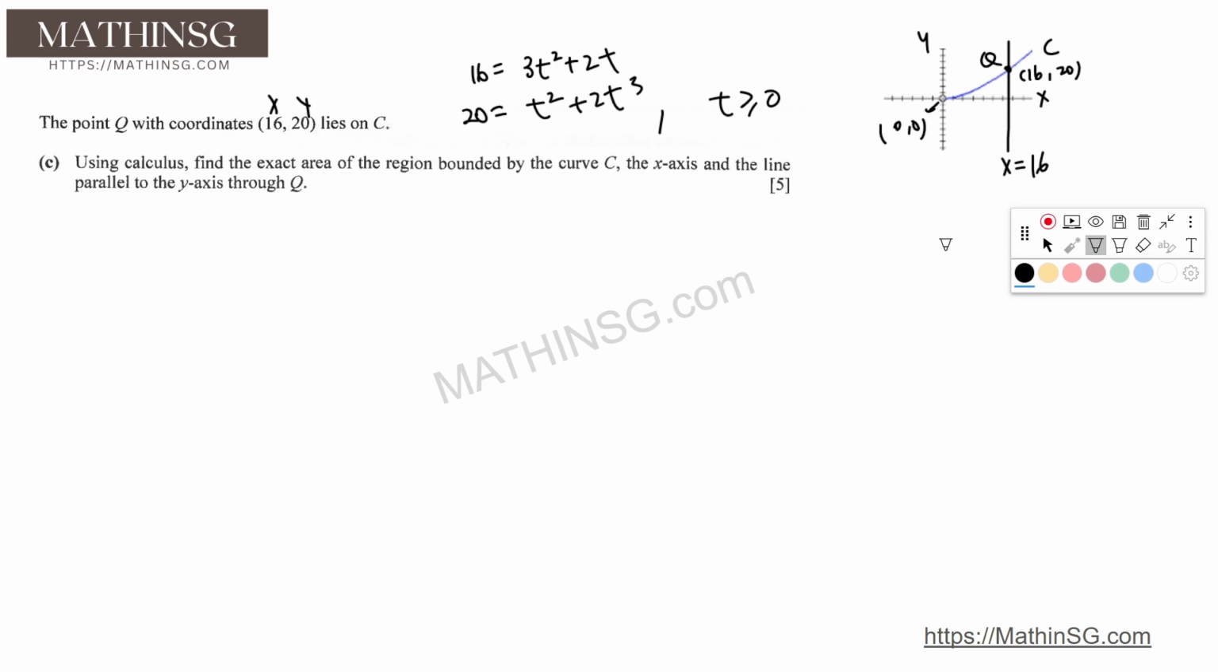So the line parallel to the y-axis is basically any vertical line, and the one that passes through Q is basically x equals 16, because the x coordinate of Q is 16. So now I need to find this area, right? So what do I need to integrate? Well, I need to integrate from x equals 0 to x equals 16, y dx. But what am I given? Well, I'm given a parametric equation, right? Everything is in terms of t.